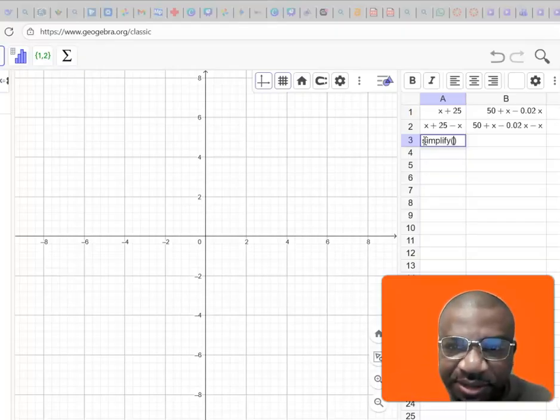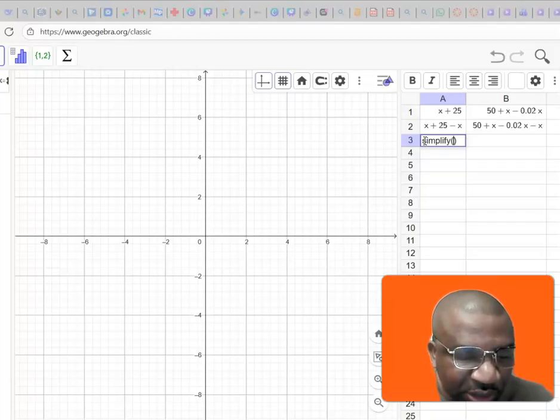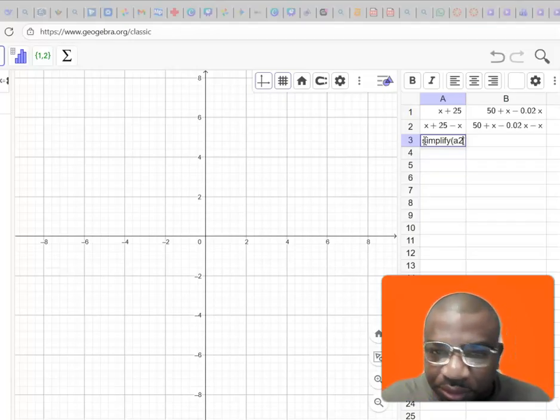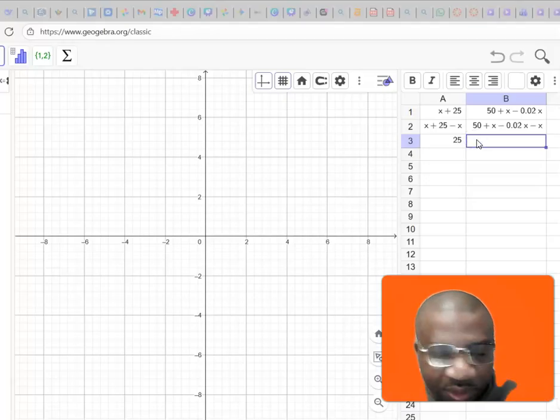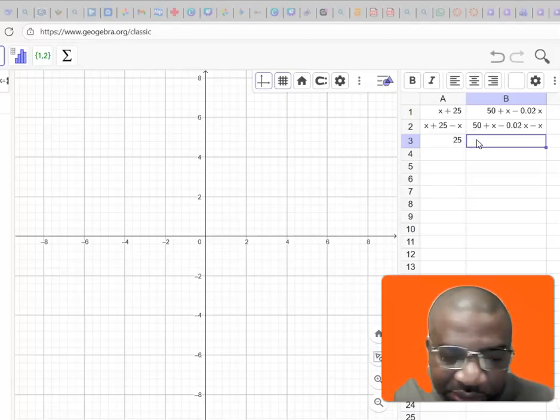So close bracket. That will be a2, a2. So we'll simplify. We'll have 25 there. So we'll also here simplify on the right hand side.